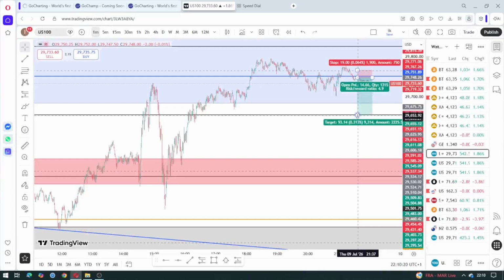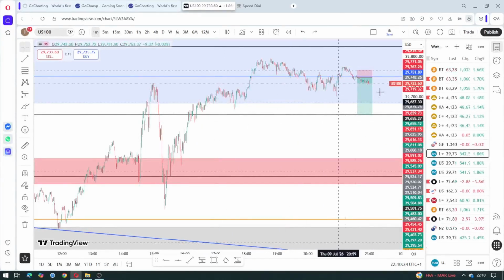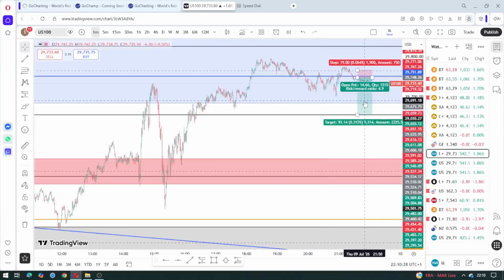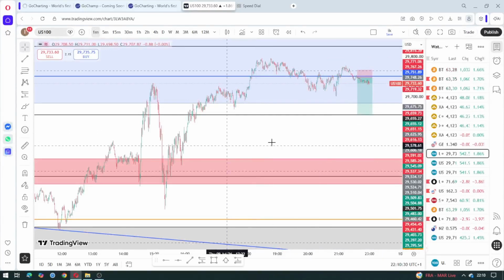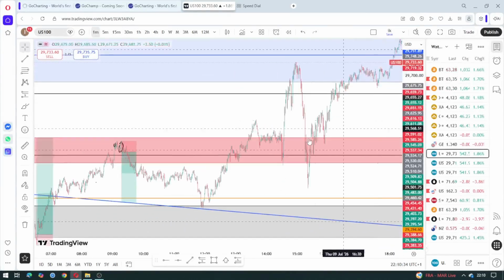And this is about 930 pip TP that I'm waiting to get. That's this particular one now, 930 pip TP. So for now, it's about 140 pip that it has done. All right. So I missed all this side.